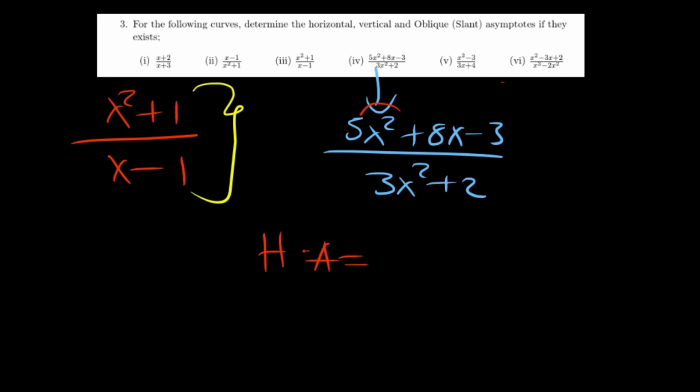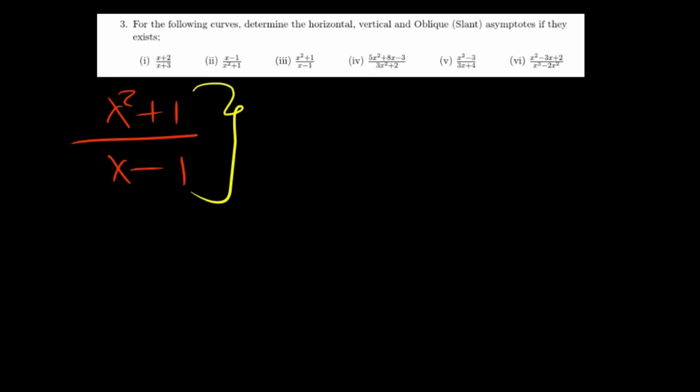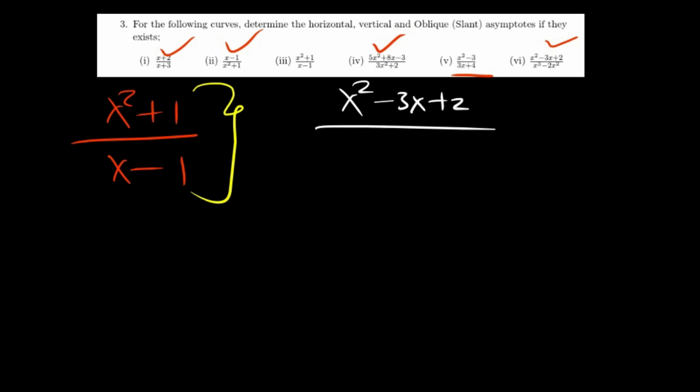So we've got the same degrees, x squared, so it's going to be 5 over 3. Simple and straightforward. So done with the first one, the second one, the fourth one. This is also division. The last one, we can handle it. So we have x squared minus 3x plus 2 over x to the power 3 minus 2x squared.